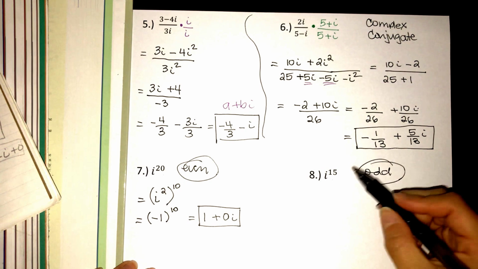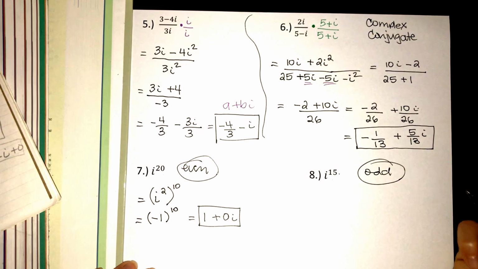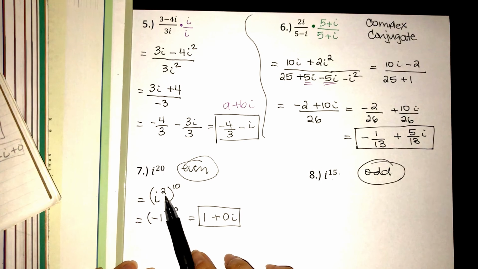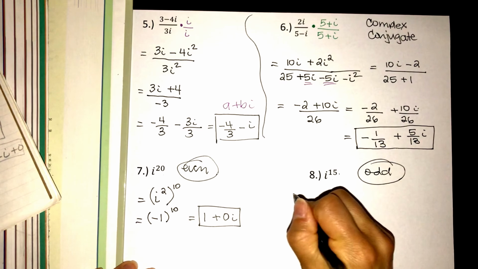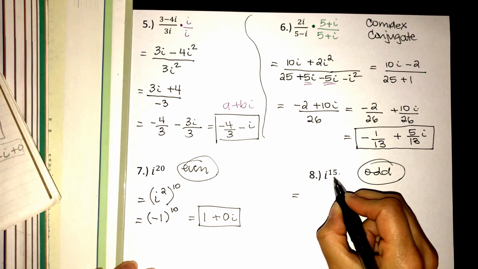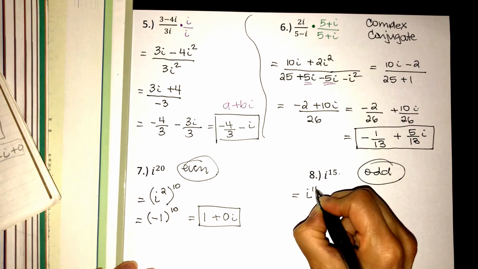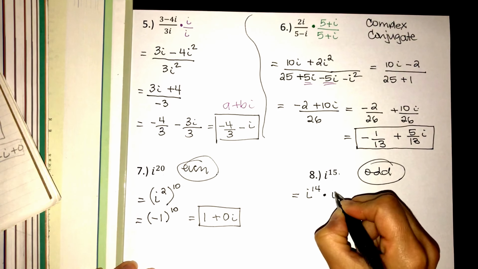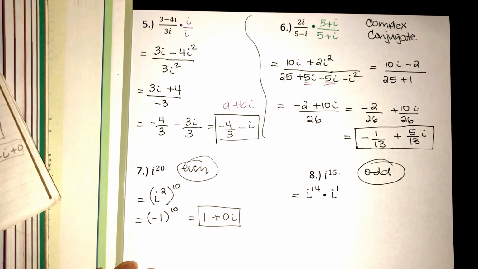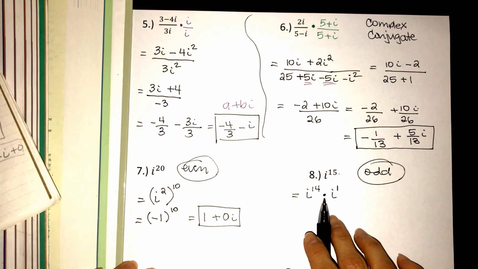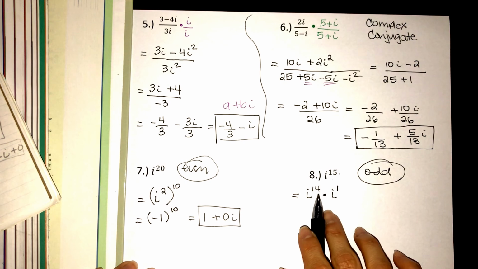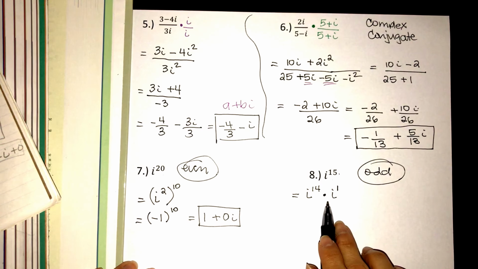Last example, if my exponent is odd, there's no way for me to write it like I did here because 2 doesn't go into 15. What you can do, however, is just subtract 1 off of this exponent. So I really have i to the 14th times i to the 1st. Remember your exponent rules. If you're multiplying with the same base, you can add your exponent. So this is equivalent to i to the 15th.